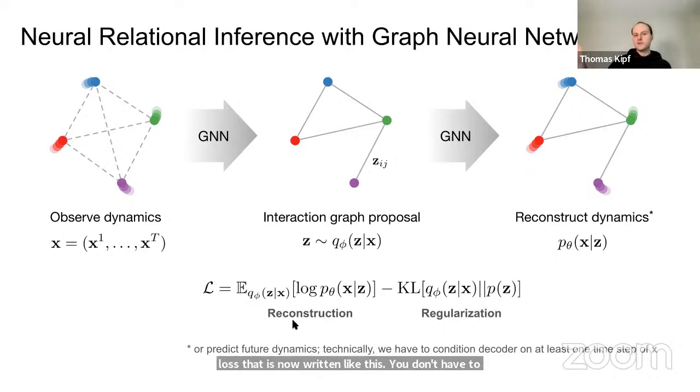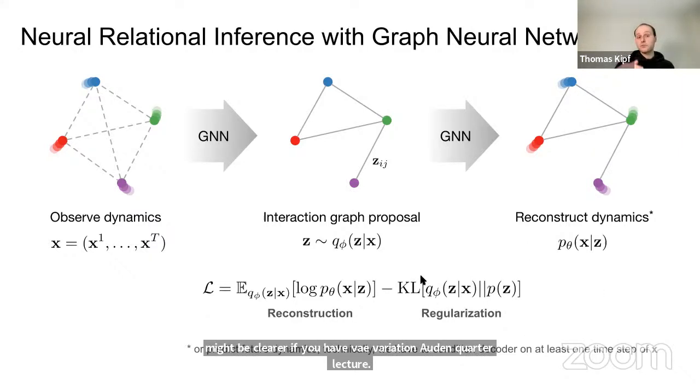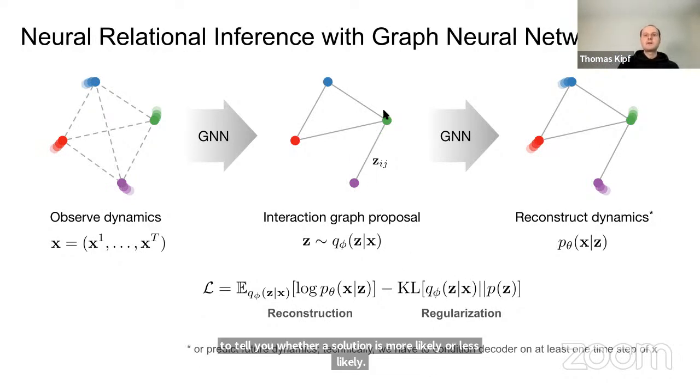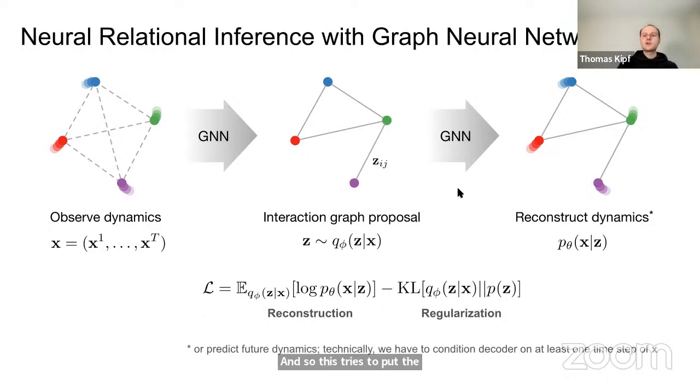This might be clearer if you have the VAE, variational autoencoder, lecture later on, but you also have a regularization term. This is different from pure supervised learning, because you need some kind of additional regularization to tell you whether a solution is more likely or less likely. So this tries to put the predicted or inferred graphs close to some prior distribution. You need to put in some prior knowledge. You need to say, okay, I have confidence that like 50% of the graph is most likely connected and 50% of the graph is unconnected.